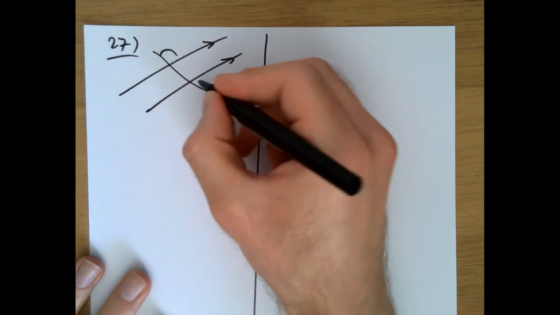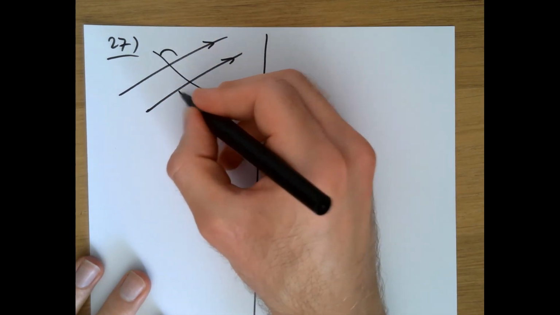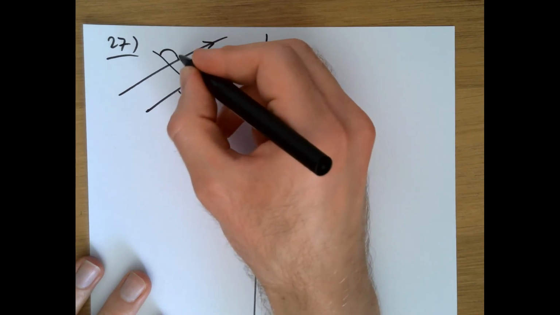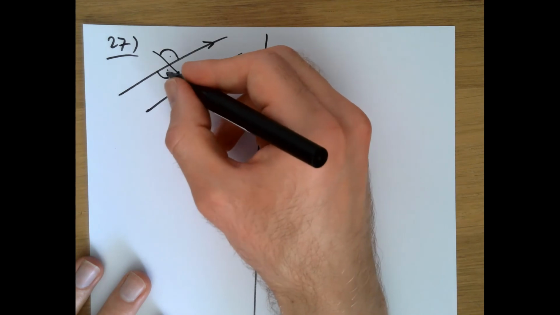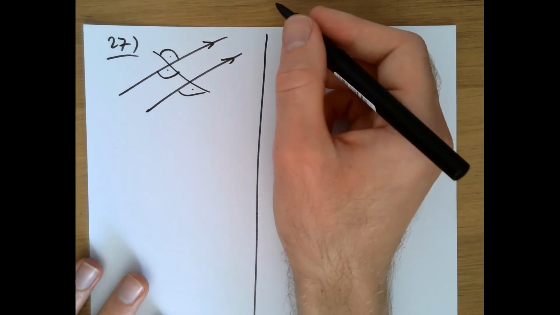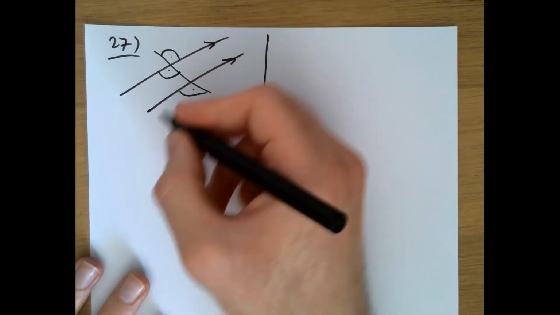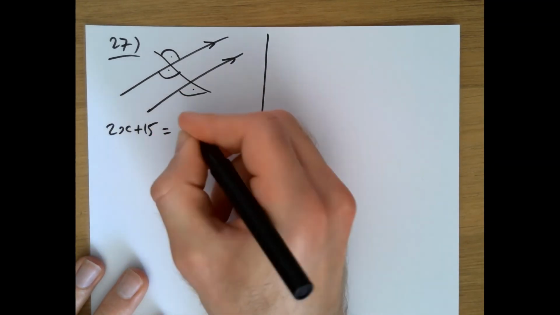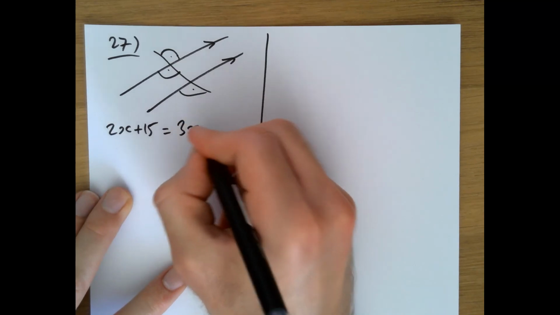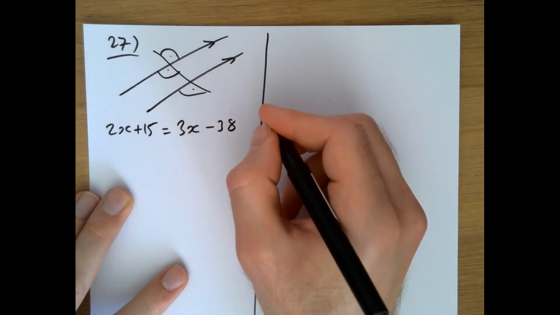So we know that this angle and this angle... Well, that angle is the same as that angle because they're vertically opposite, and that angle is the same as that angle because they're corresponding. So we can say that they're the same. So you get 1 mark for saying 2x plus 15 equals 3x minus 38.